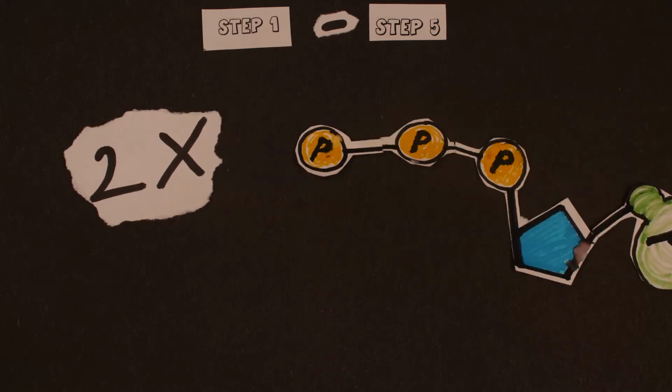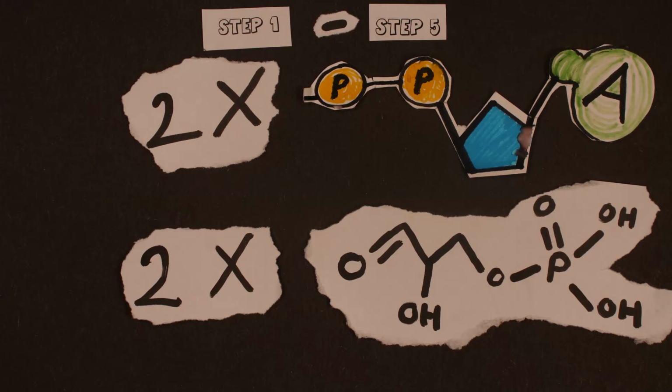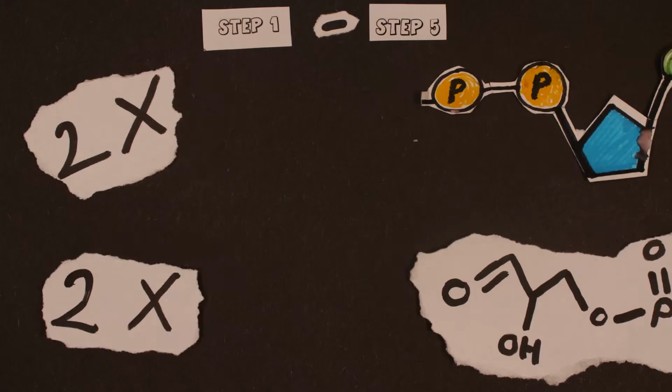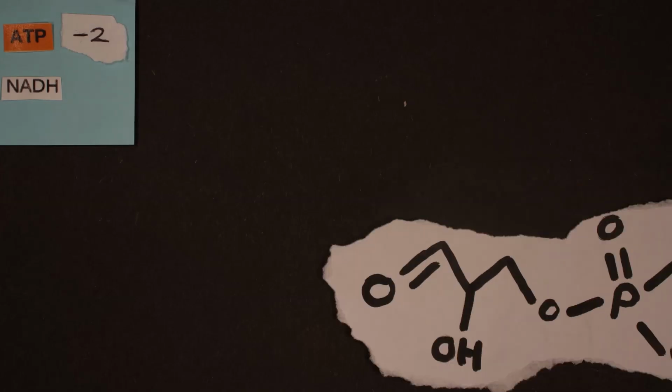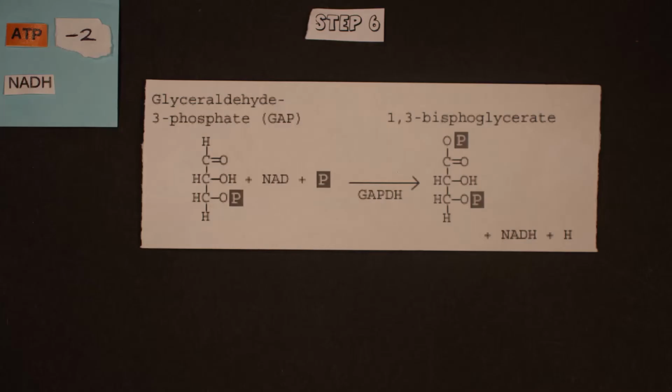So far, this process has used up 2 ATP molecules, converting them to ADP and produced 2 3-carbon sugars, each with a phosphate group. The next 5 stages use these sugars to get the payoff. Remember that 2 GAP molecules are made, so the following reactions happen twice.